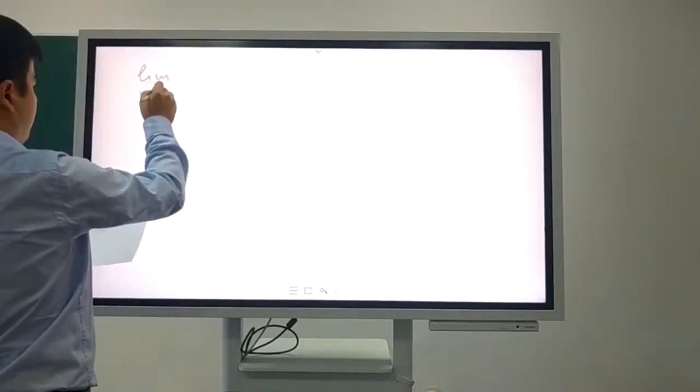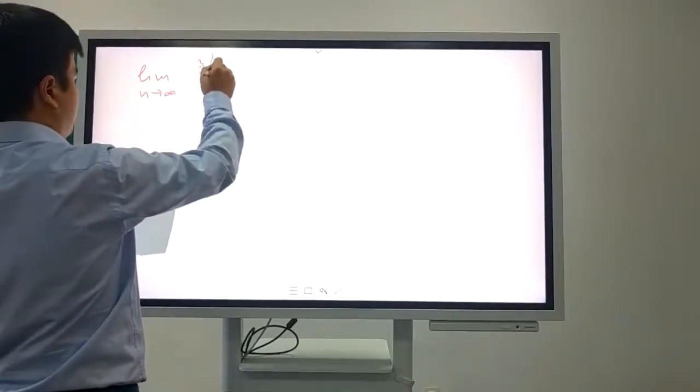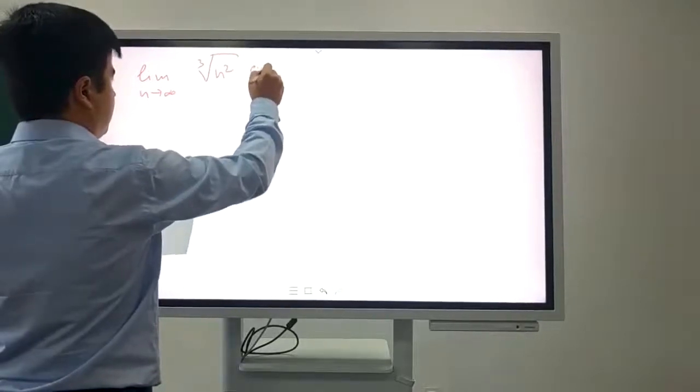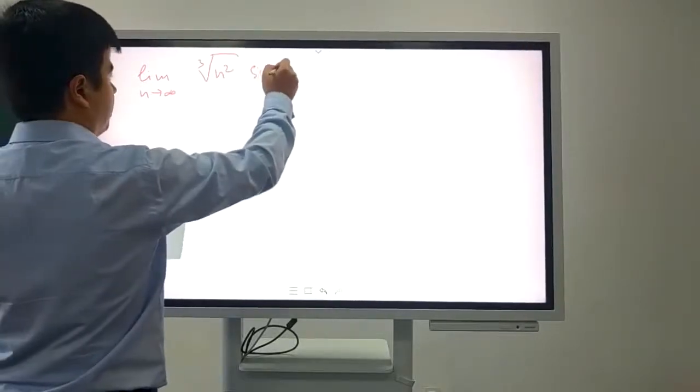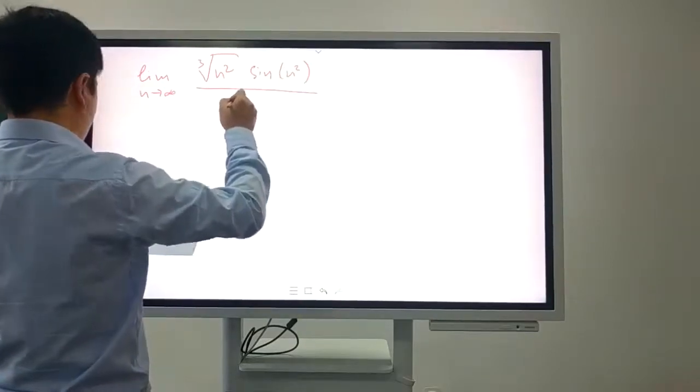And now, let's consider the next example. So, limit n tends to infinity, cubic root of n squared, sine n squared over n minus 1.